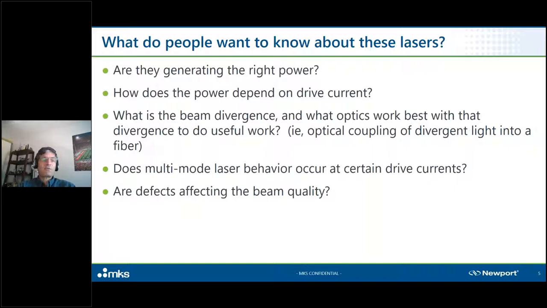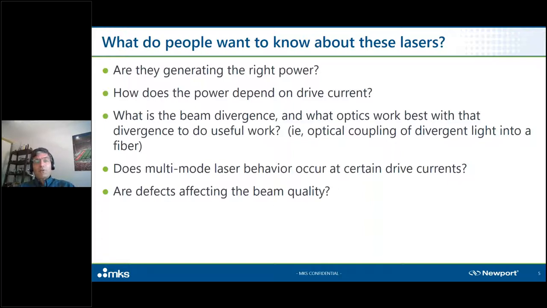How does the power depend on the drive current of the laser? What is the beam divergence, and what optics work best with that beam divergence to do useful work? And a very common application is optical coupling of divergent fibers. So if you're coupling a 10 micron core single mode fiber to a divergent laser, where the beam is expanding very quickly, the divergence angles for laser diodes that couple to optical fibers can be as large as 40, 50 degrees. You want to use the right optics to get that widely, fast expanding beam into a very small optical fiber core.